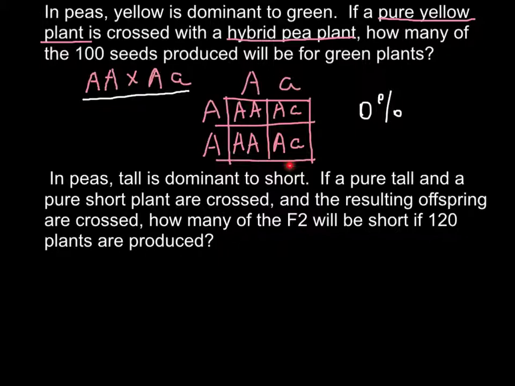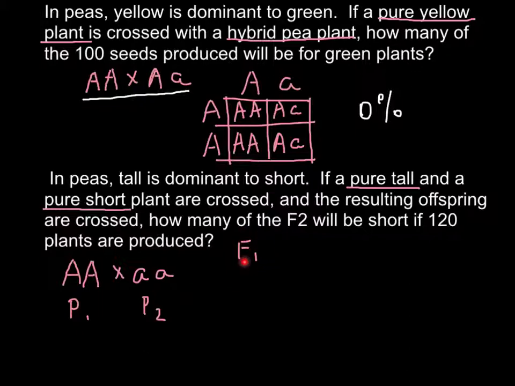two genotypes. One would be homozygous dominant, and it's stated here, pure tall. So this is homozygous dominant, and we have to cross it with pure short, and that would be homozygous recessive. This is going to be the parental generation, with parent 1 and parent 2, and the progeny would be filial, or F1 progeny.